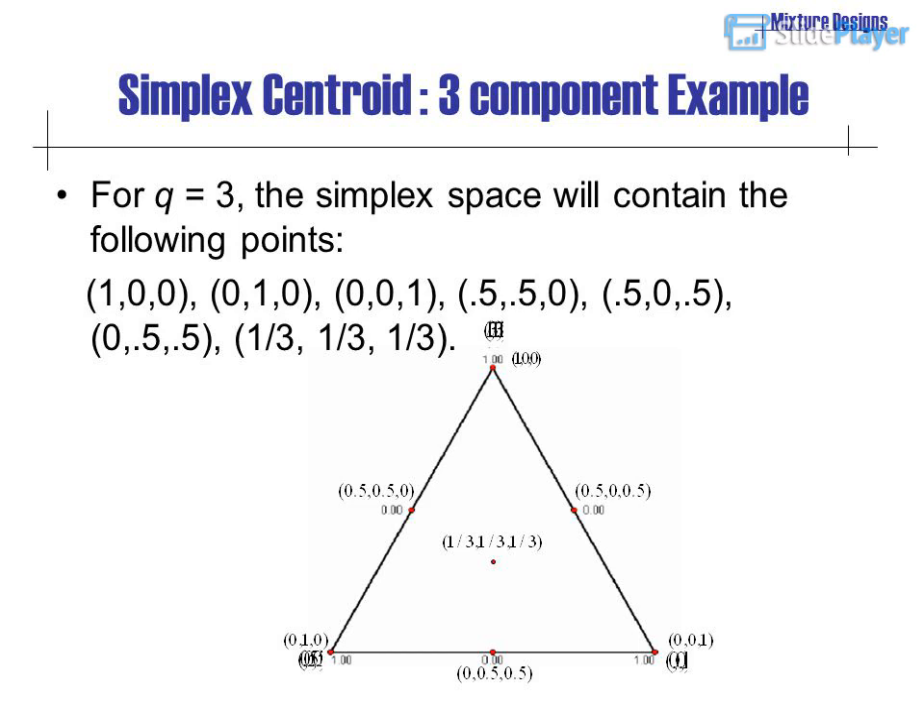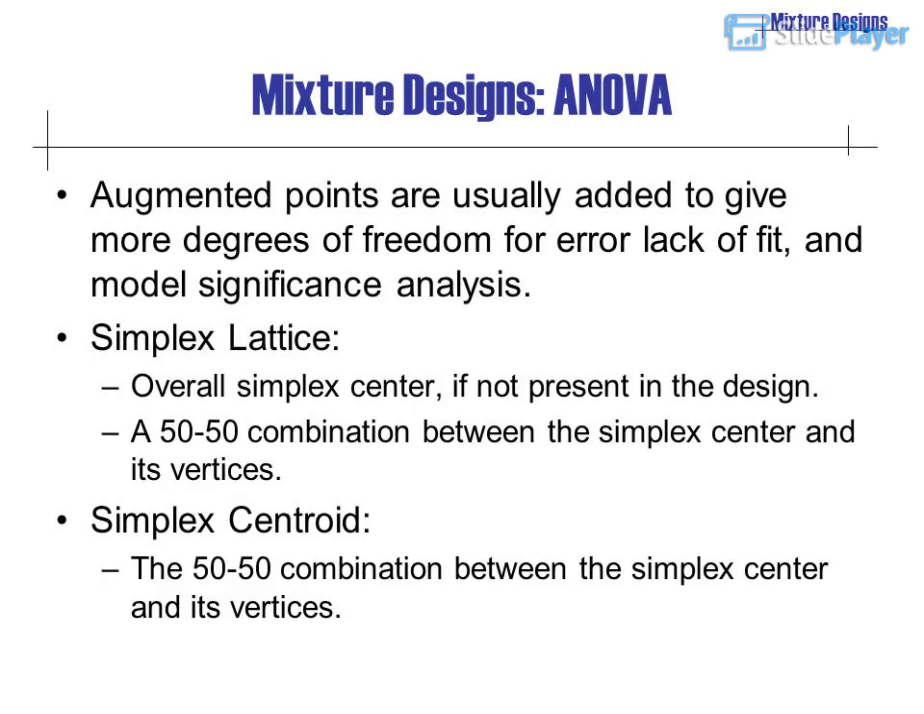Simplex centroid, 3-component example. For q equals 3, the simplex space will contain the following points: (1, 0, 0), (0, 1, 0), (0, 0, 1), (0.5, 0.5, 0), (0.5, 0, 0.5), (0, 0.5, 0.5), and (1/3, 1/3, 1/3). Mixture designs, ANOVA.